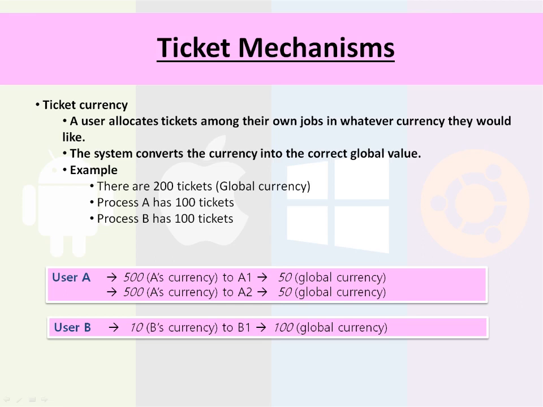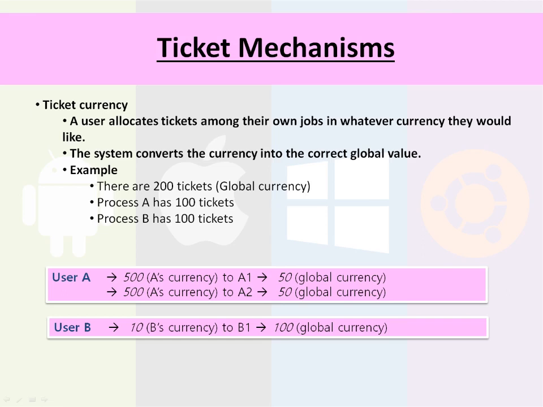So let's think about how that actually works. There are 200 tickets in the form of a global currency, so the operating system dishes out 200 tickets. Process A has 100 tickets and process B has 100 tickets. Now, there's a little tricky thing here: user A, or process A, has 2 threads.